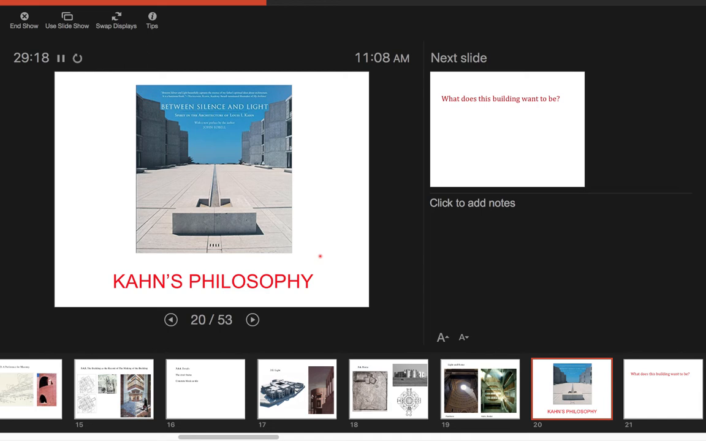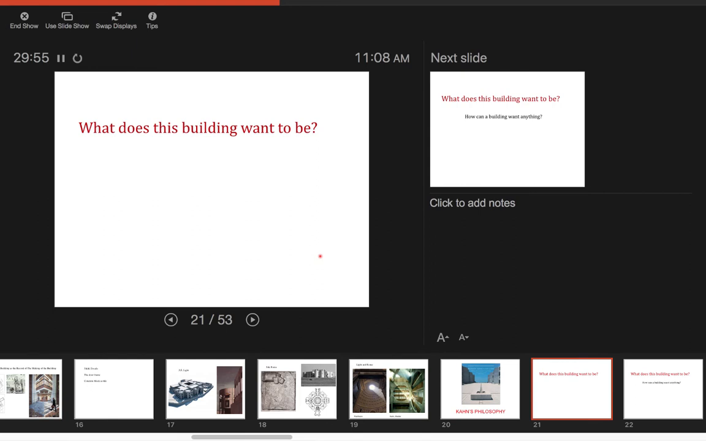So, we might say Kahn made two contributions, one to architecture and another to spiritual philosophy, and that the two are related, but can also be seen independently. So, let's see. Kahn uses all these cool phrases. What does this building want to be? Silence and light. And it all sounds cool, but it's my contention it actually means something. So let's try to unpack some of this.